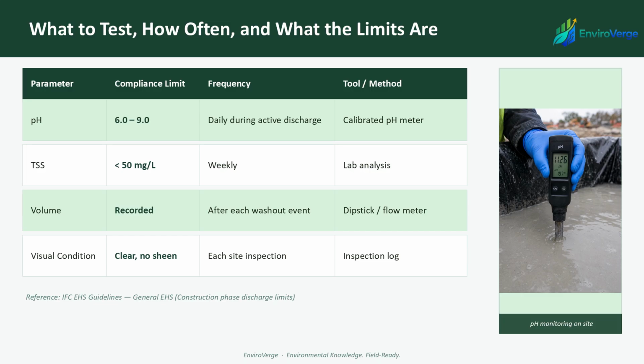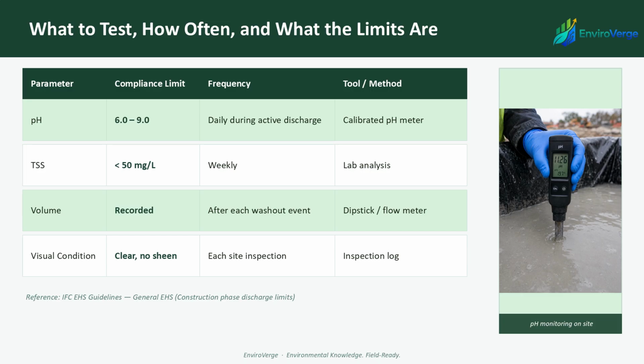TSS, Total Suspended Solids. Send a water sample to an accredited laboratory on a weekly basis during active washout operations. The IFC EHS limit is 50 milligrams per liter. Consistently elevated TSS results signal that your settling period is insufficient. Increase the minimum settling time. Volume. Measure and record the volume collected after every washout event using a calibrated dipstick or in-pit flow meter. Volume tracking tells you when the pit is approaching capacity and when sludge removal is needed.